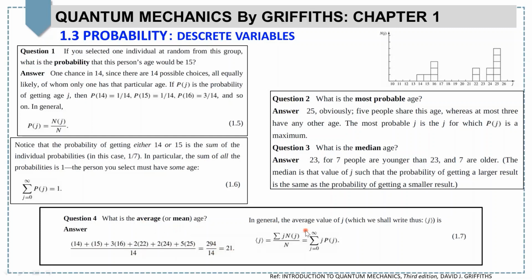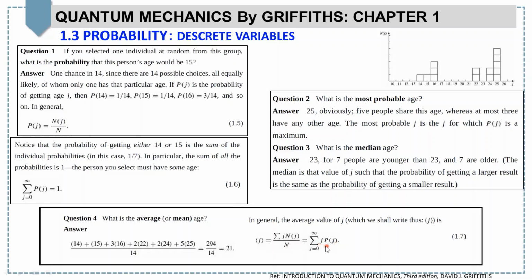Now in general, how can you write the average value of age, the average value of, for example, j. So j average, please look at the symbol we are going to use now for the average. j average equals summation over j of j times n of j over n, equals summation j from 0 up to infinity of j times p of j. If you focus on this, p of j, as we discussed in question number 1, is n of j over n. That is how we simply replace n of j over n by p of j.